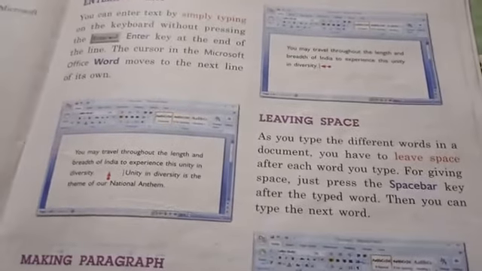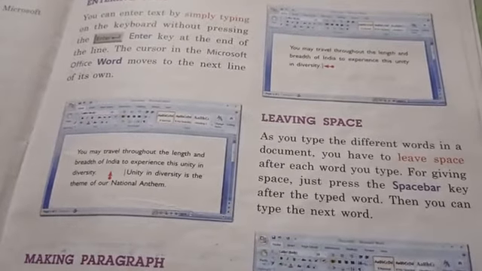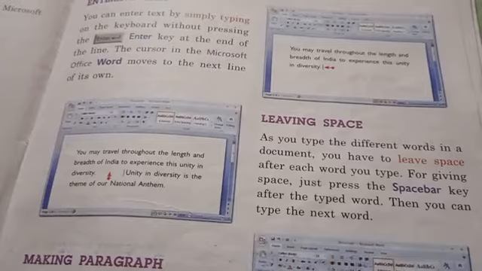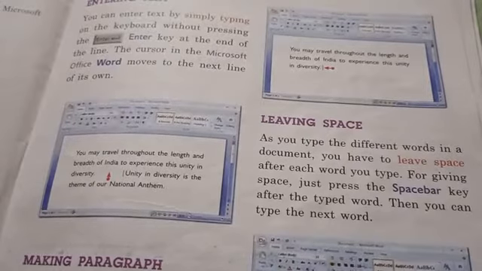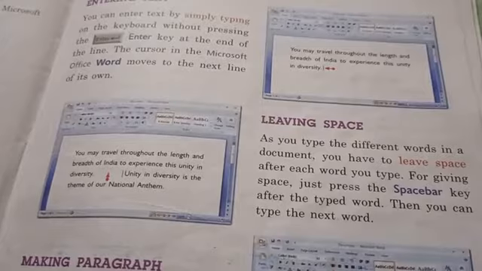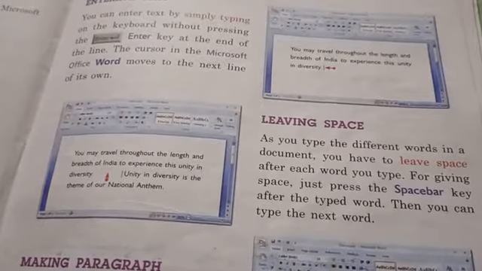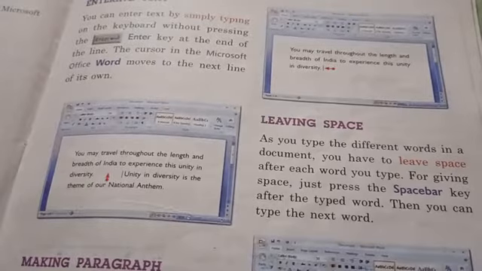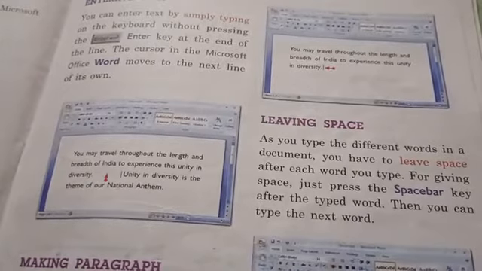Now, second is leaving space. As you type the different words in a document, you have to leave space after each word you type. For giving space, just press the space bar key after the typed word. Then you can type the next word.